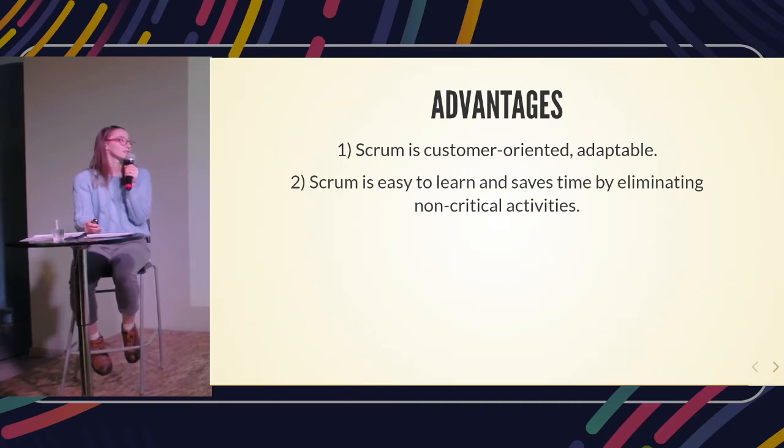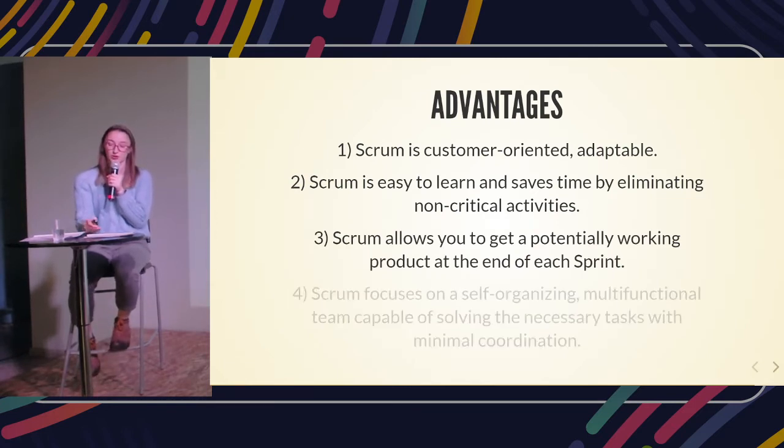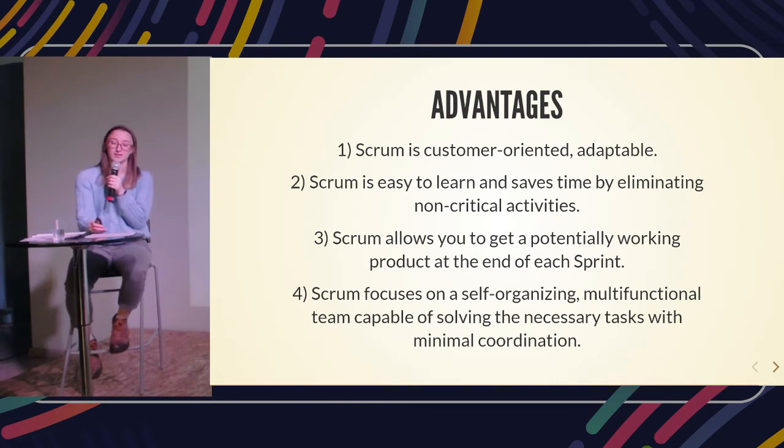Scrum is easy to learn and saves time by eliminating non-critical events. Scrum allows you to get a working product at the end of each sprint. And Scrum is focused on a self-organizing multifunctional team capable of solving the necessary task with minimal coordination.